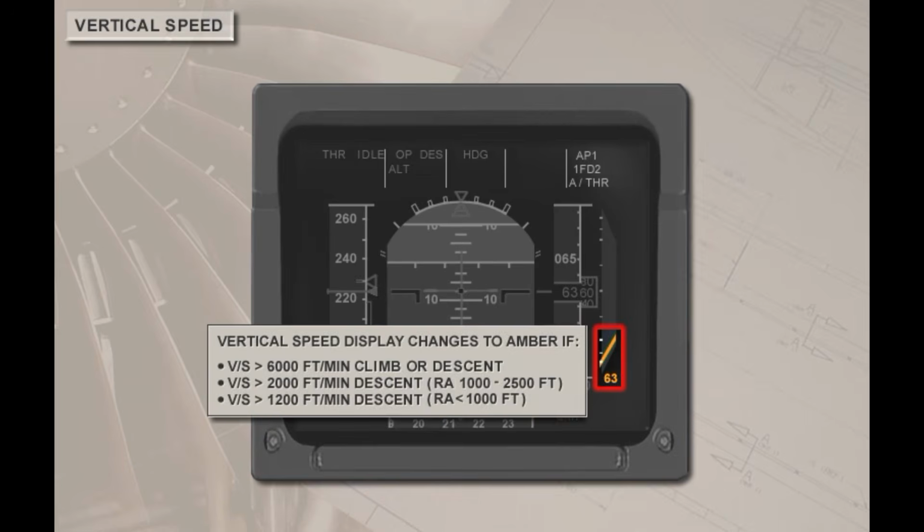Both the analog and the digital vertical speed indications change to amber if the vertical speed exceeds 6,000 feet per minute, if the vertical speed exceeds 2,000 feet per minute during descent when the radio altitude is between 1,000 and 2,500 feet, or if the vertical speed exceeds 1,200 feet per minute during descent when the radio altitude is less than 1,000 feet.